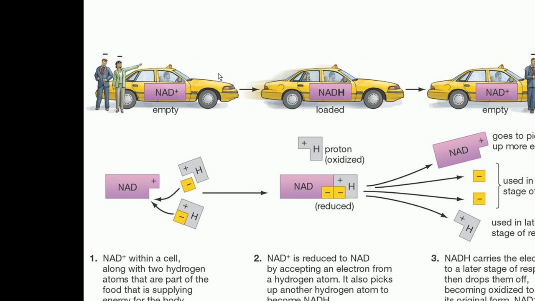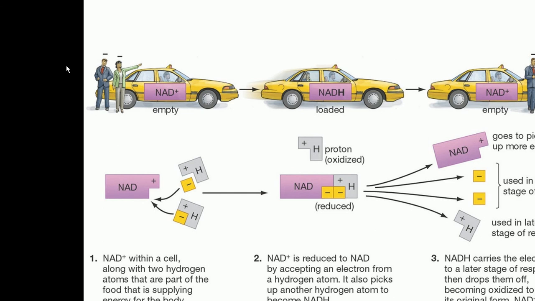So this is basically a cartoon which shows you how electron carriers carry the electrons and make them reach the destination. Here is one example of NAD plus. NAD plus is being shown as a cab here. The electron carriers are being compared to cabs, because what is the function of a cab?